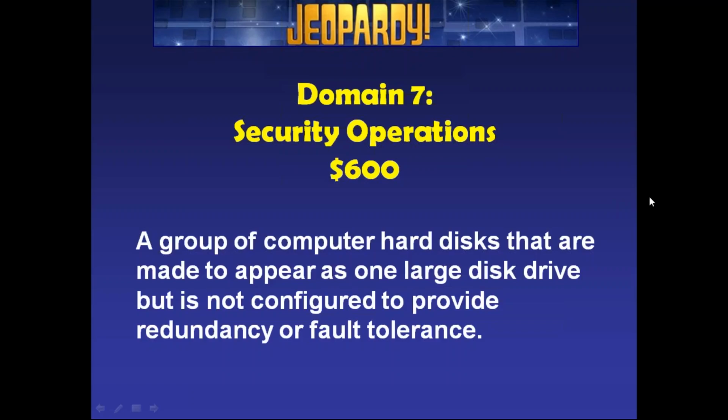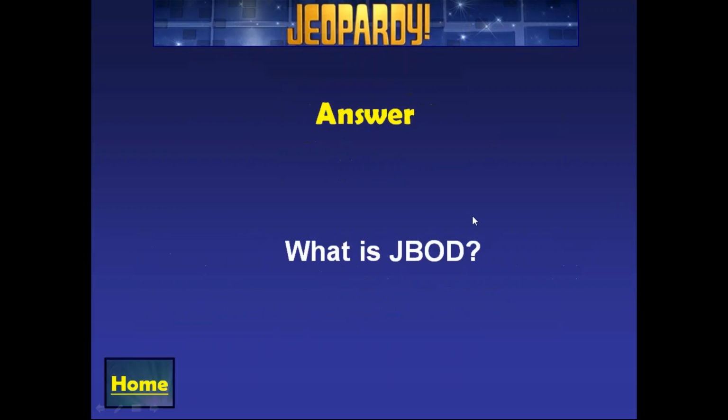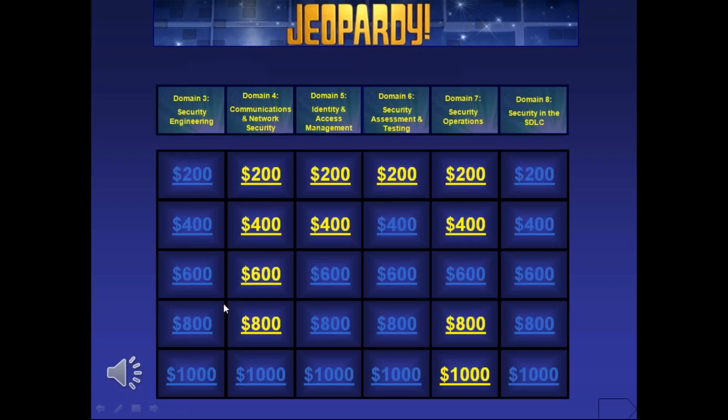First correct response is from Roger. What is JBOD? Just a bunch of disks. It's referred to as a group of computer hard disks that are made to appear as one large disk. All right, Terminator. Okay, we'll take domain 7 for 800.